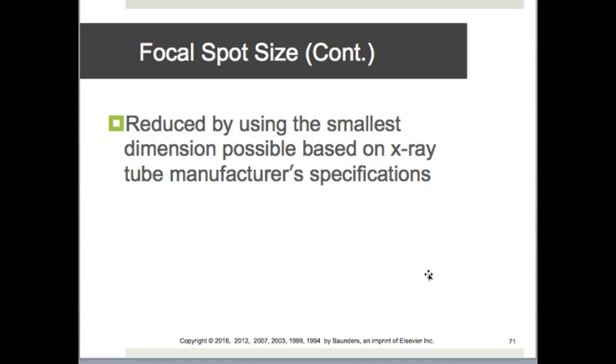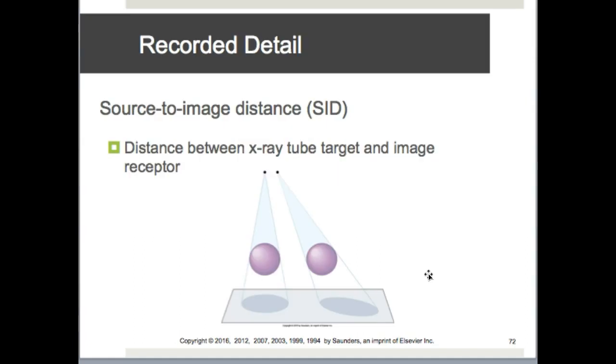So focal spot size is reduced by using the smallest dimensions possible based on X-ray tube manufacturer specification. So I know your textbook says to use a small focal spot size on a chest. Don't do that. It'll burn out the tube. It can't handle the heat load. So although we want better detail in the chest, we still go with a larger focal spot size.